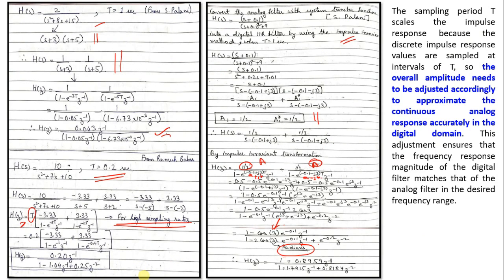Once you do this, you solve it, and after solving you get this equation. I have already told that the sampling period T scales the impulse response, because the discrete impulse response values are sampled at intervals of capital T. So the overall amplitude needs to be adjusted to approximate the continuous analog response accurately in the digital domain.